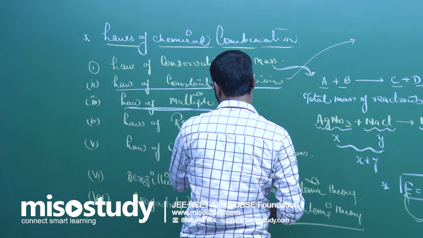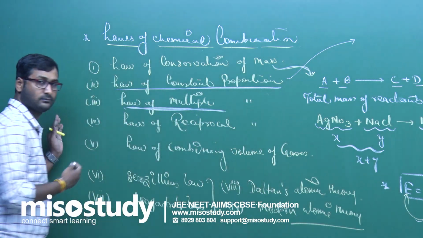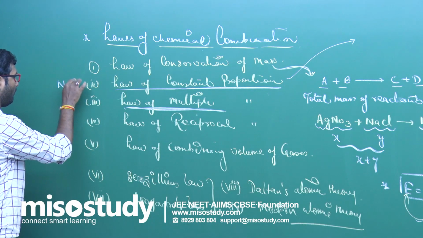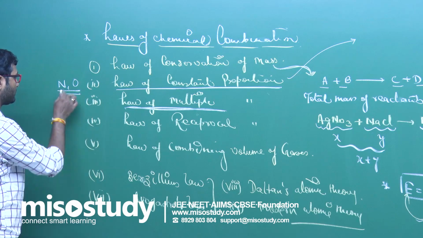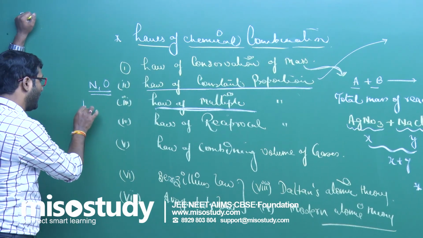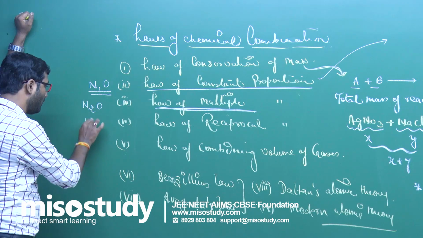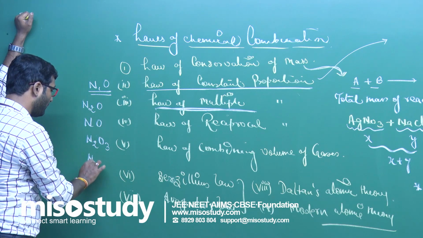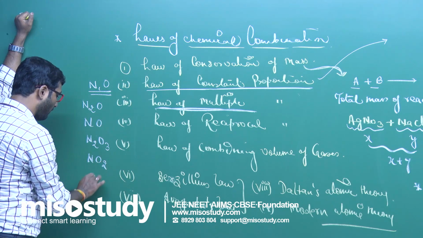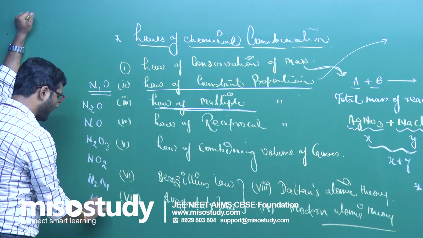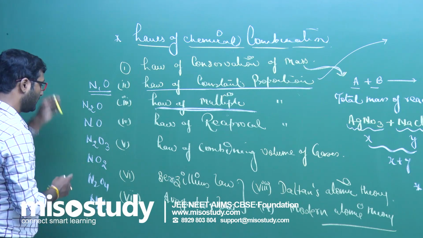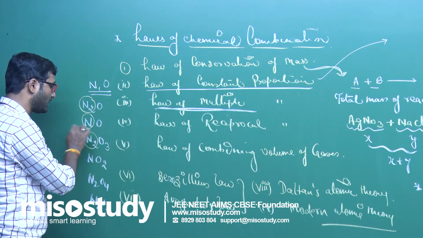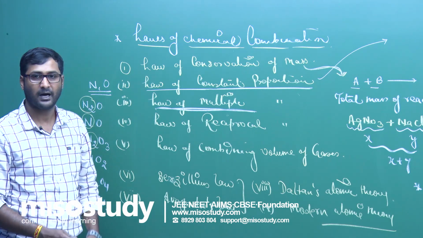What is the statement of this law? Suppose two elements combine to form more than one compound. If we take N and O combining to form N2O, NO, N2O3, NO2, N2O4, N2O5, then what we observe is that the fixed mass of one element which combines with the variable mass of another element always bears a simple ratio by mass.